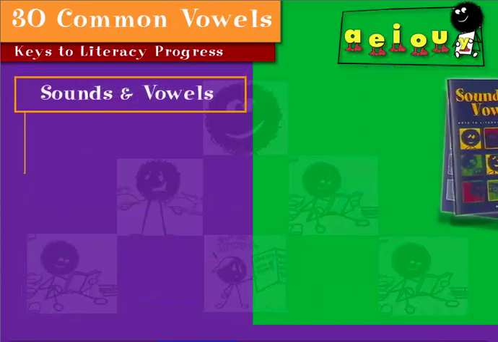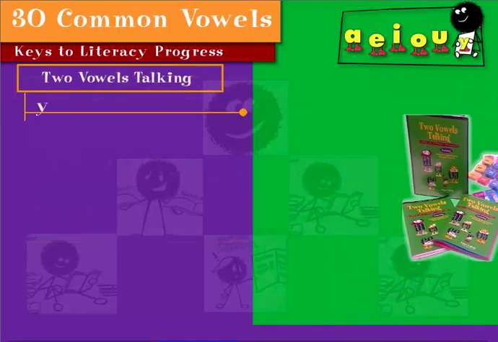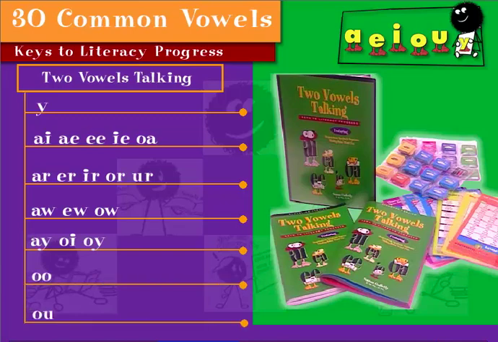The Literacy Plus module Sounds and Vowels is the module that builds automatic skill with these 10 vowels, 5 short vowels and 5 bossy E vowels. While the module 2 Vowels Talking builds skill in the remaining 19 vowels. Let's look at them now.